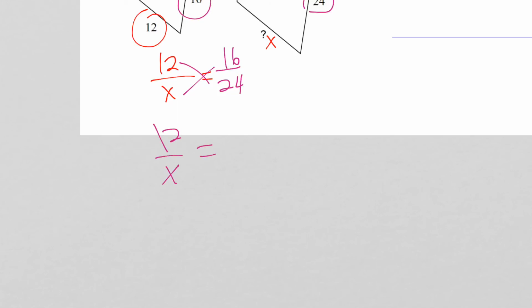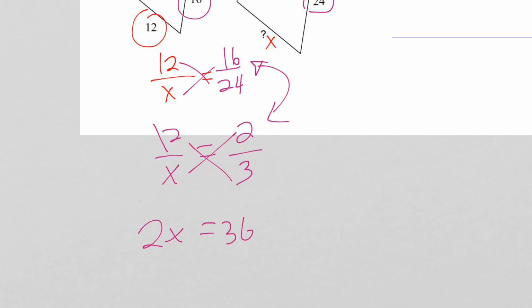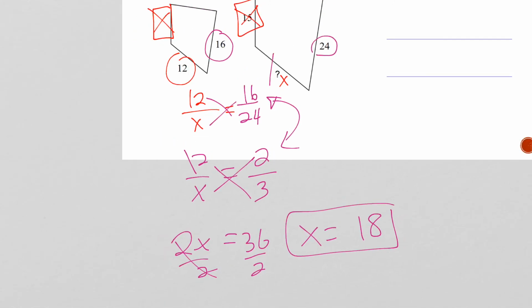Or I can reduce 16 over 24 by 8, getting 2/3, which will make my fraction way smaller. These are equivalent, so I can do this. Cross multiply, I get 2x equals 36. And when I divide by 2, x is equal to 18. So this has to be 18 for them to be similar.